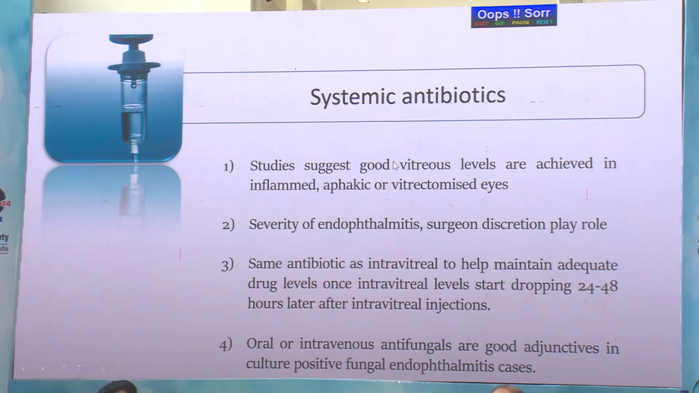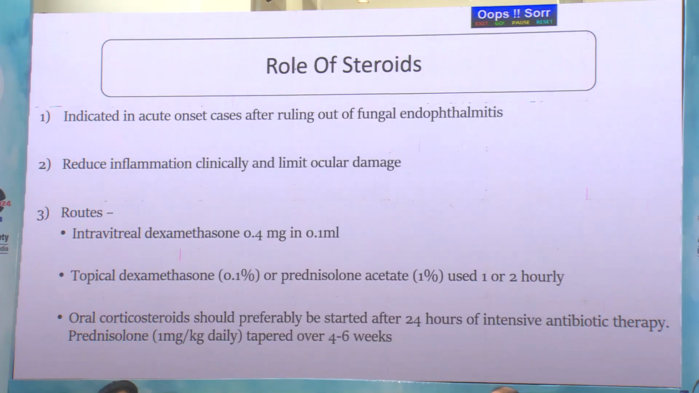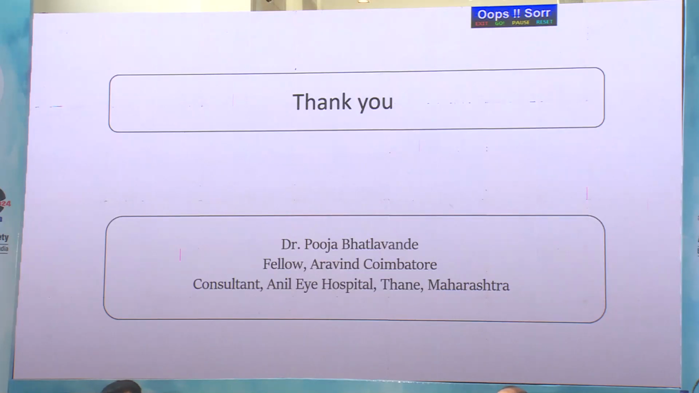Severity of endophthalmitis and surgeon discretion obviously play a role. Aim to give the same antibiotic as the intravitreal, and oral or intravenous antifungals have been shown to act as good adjuncts. Role of steroids: again, fungal endophthalmitis should be ruled out, and intravitreal dexamethasone 0.4 mg in 0.1 ml can be injected. Thank you.